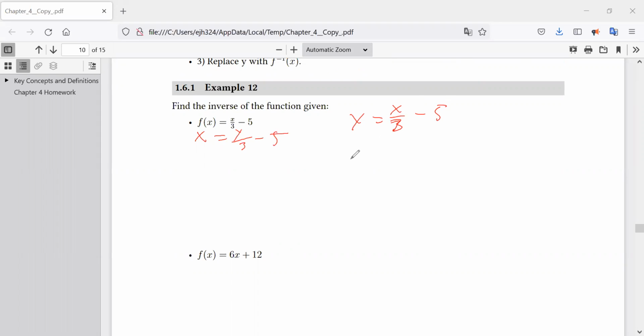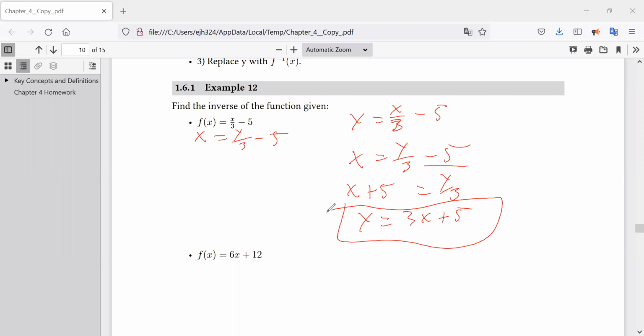So this becomes x equals y over 3 minus 5, and now we solve for y in terms of x. So we get x plus 5 equal to y over 3, because we add 5 to both sides, and then we multiply both sides by 3 to get y by itself. We get y is equal to 3x plus 15, and this is going to be the inverse function.